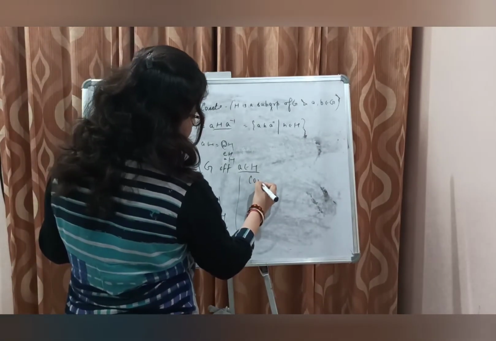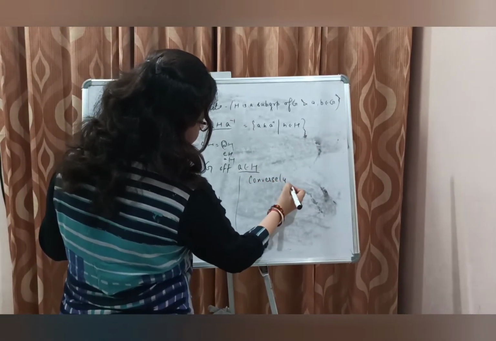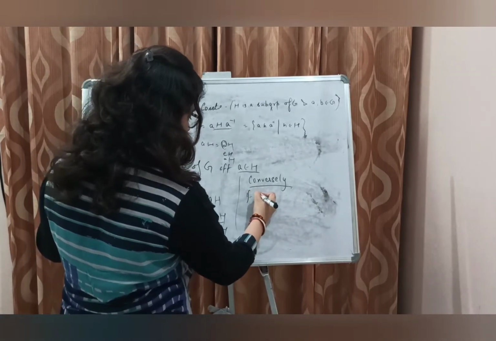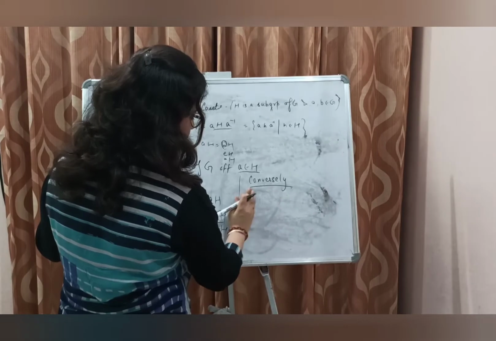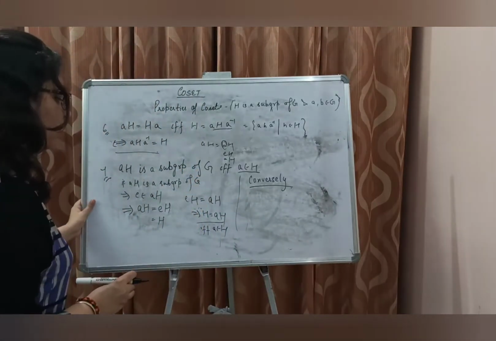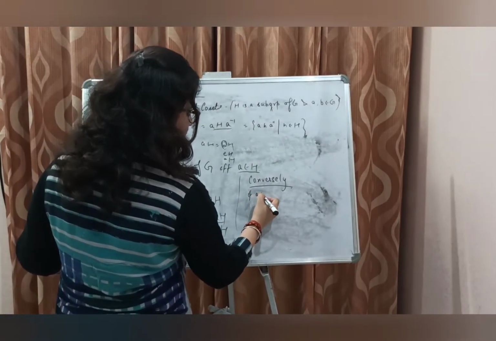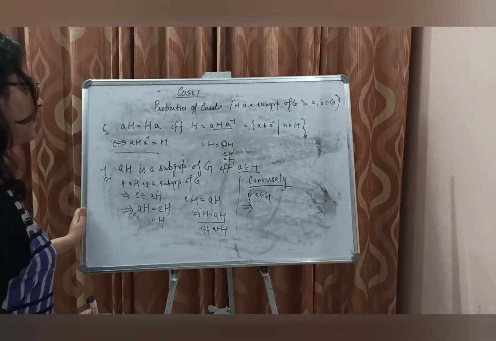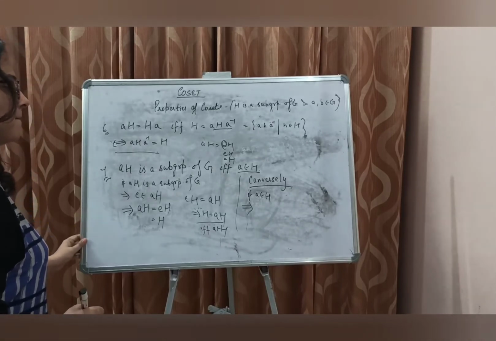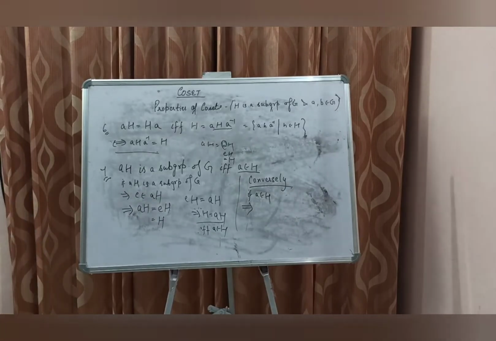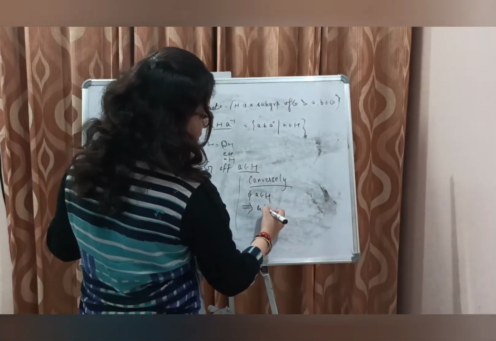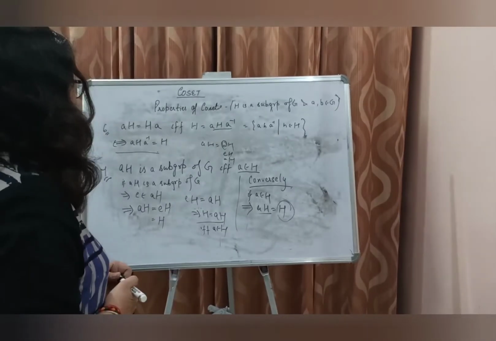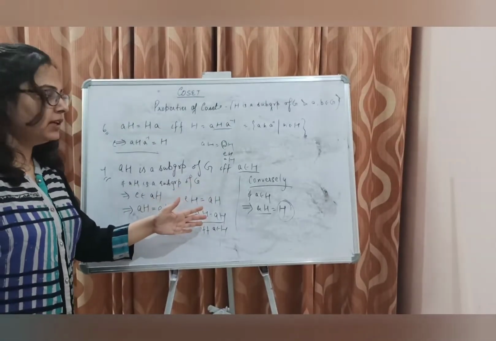So conversely, for now we have proved that A belongs to H. If A belongs to H, this implies AH is equal to H. Now we know that H is a subgroup of G, therefore AH is a subgroup of G. So our last property was AH is a subgroup of G if and only if A belongs to H.